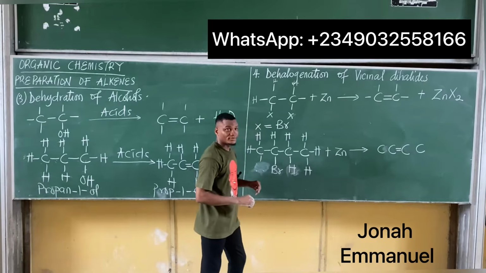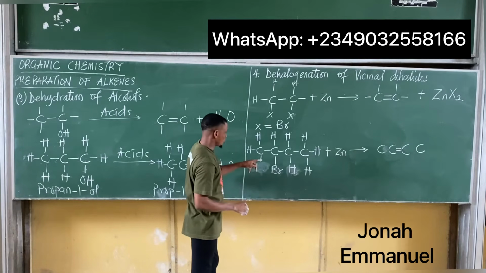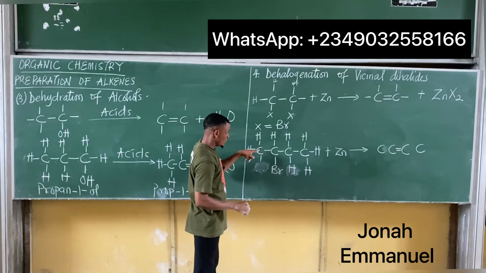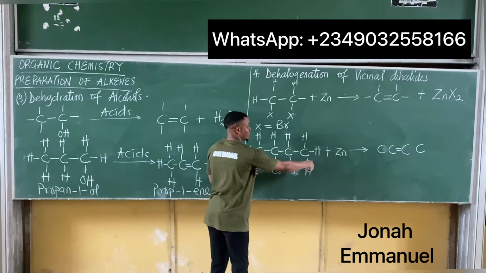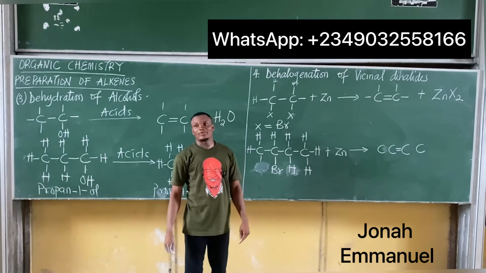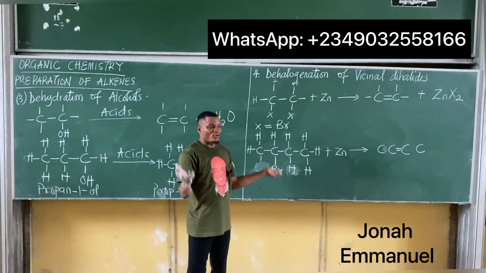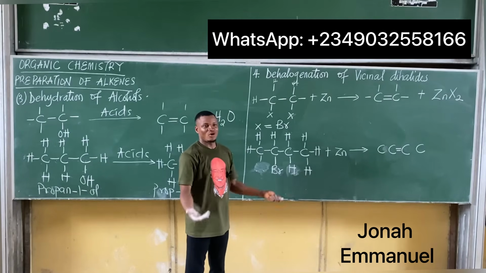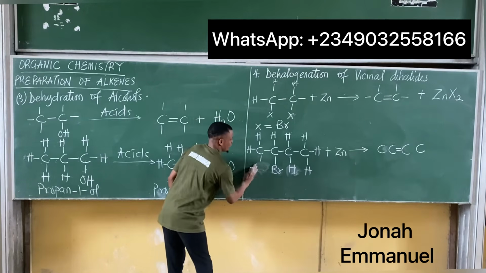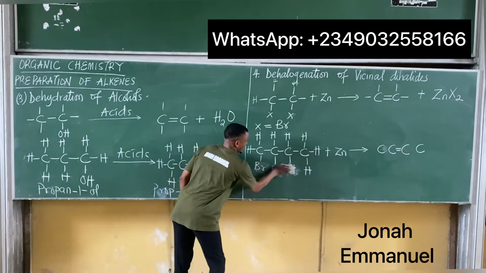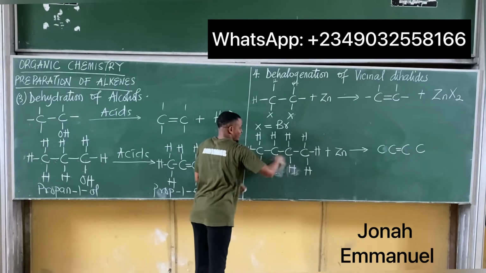They will not be separated. That's a distorted compound. It's not possible logically. So it won't work. So let's say you're saying what if this was here and the other was here. How do you draw a double bond? Like how now?